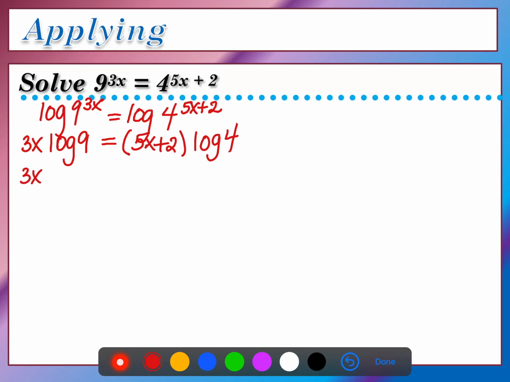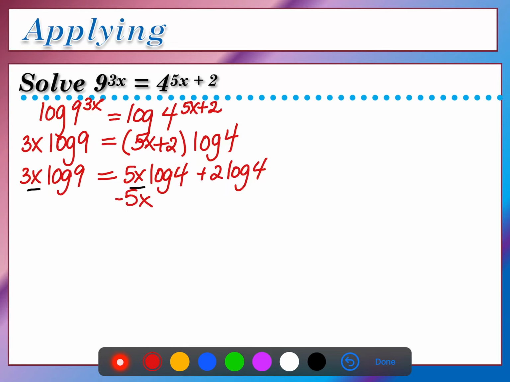Okay, I'm going to leave the left side just for a second, because on the right I need to distribute. I'm going to make this 5x log 4 plus 2 log 4. All right, I got to be able to separate that variable. So I have a variable in 2 places right now. I want to bring them to the same side of the equation because I got to try and somehow get the x's together. So I'm going to subtract this guy over to the left.